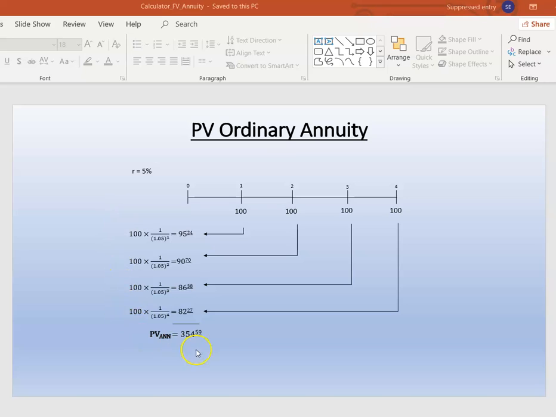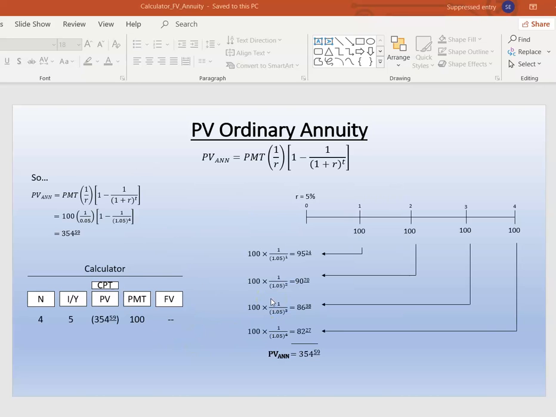After you calculate the present value of each cash flow at different time points, you sum them together, you aggregate them, and you get the present value of this stream of cash flows. This present value of the annuity will be $354.59. Can we find a better or easier way to calculate the present value of an annuity? Well, we can. We have talked about the present value annuity factor. It is an equation that helps you do this calculation quickly.